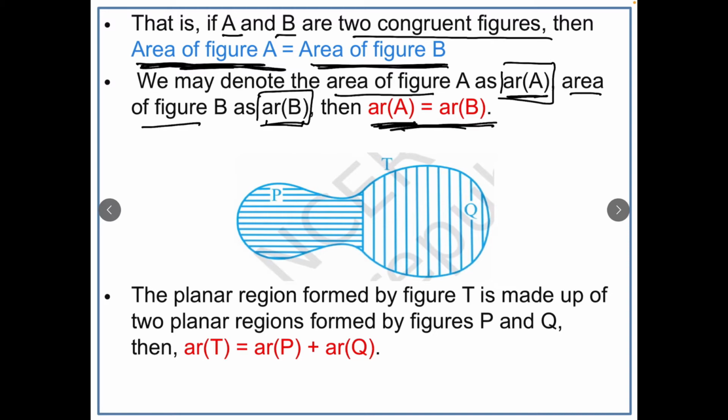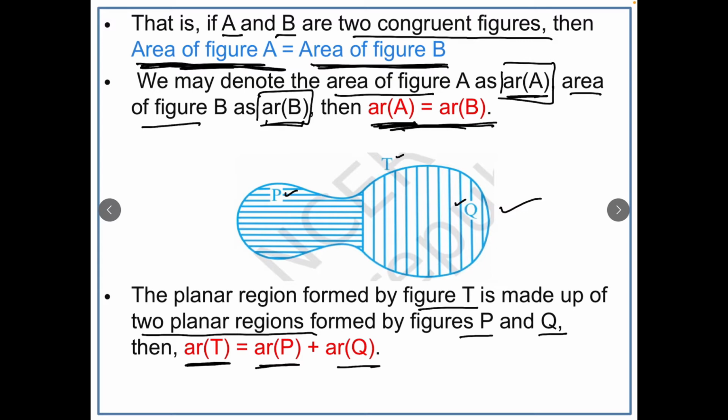Okay, now next, you can see this figure. This entire figure T has a shape like this. In this shape we have divided it into two regions. First is this region P and second is region Q. So the planar region formed by figure T is made up of two planar regions formed by P and Q. Then the area of this planar region T will be equal to the sum of the area of P plus the area of Q.